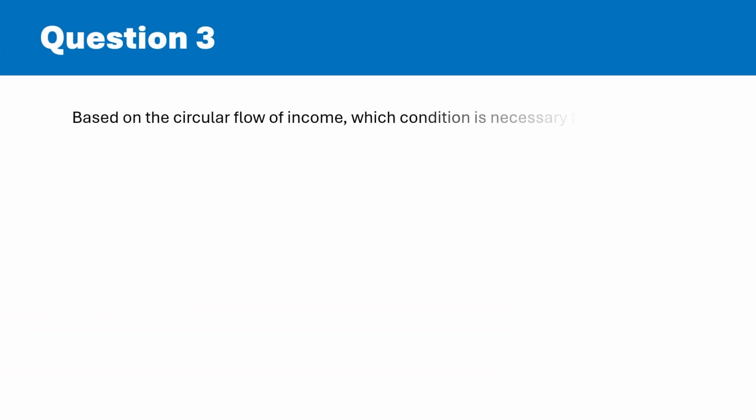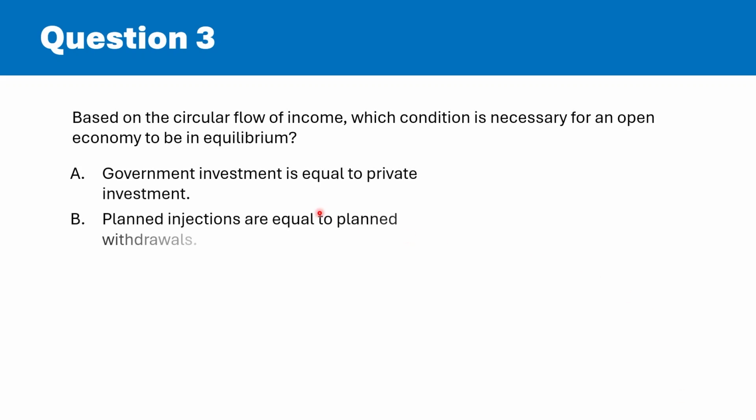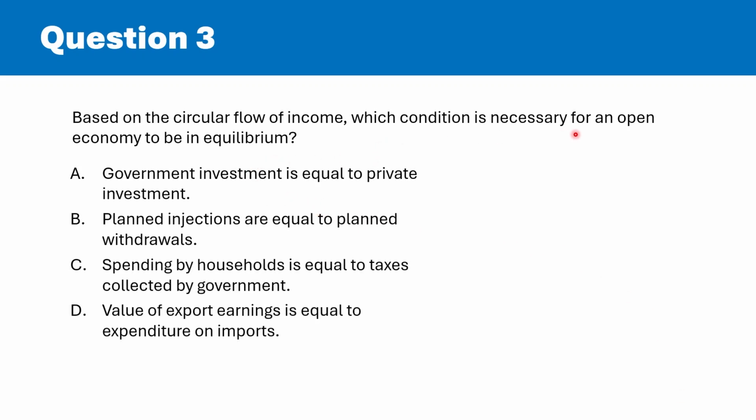Question 3 says, based on the circular flow of income, which condition is necessary for an open economy to be in equilibrium? Now what we need to pay attention to is open. Open means it's a 4-sector model. And this question is also directly testing the equilibrium condition. For equilibrium, we know total injections must equal total withdrawals.